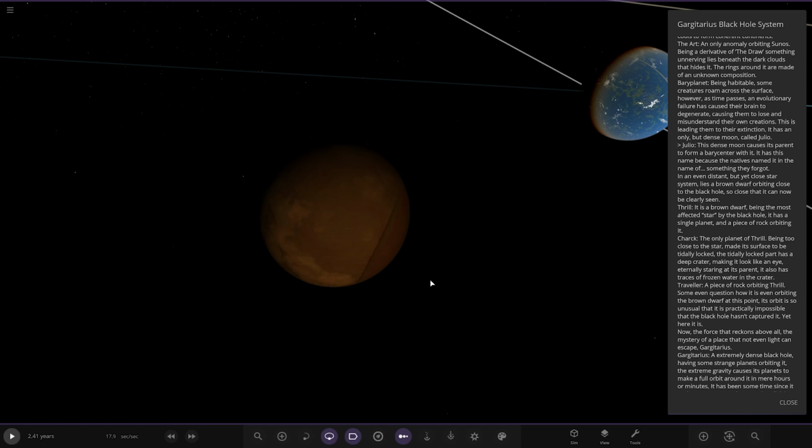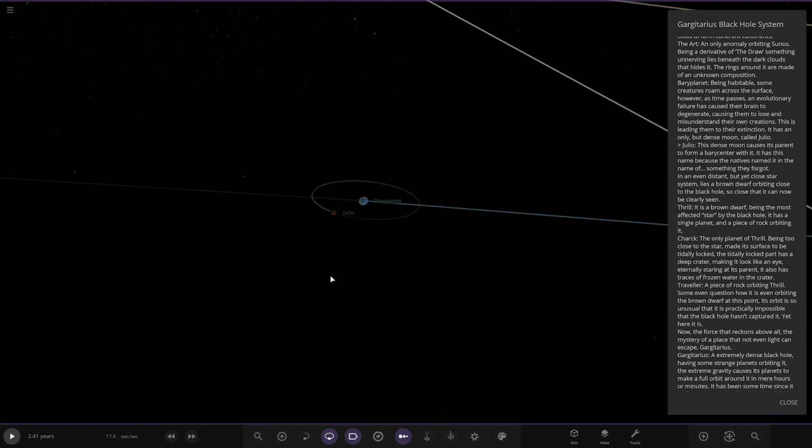In an even more distant but yet close star system lies a brown dwarf orbiting close to a black hole, so close it can now be clearly seen. Thrill is a brown dwarf, most affected by the black hole. It has a single planet and a piece of rock orbiting it. So that's the next one out.